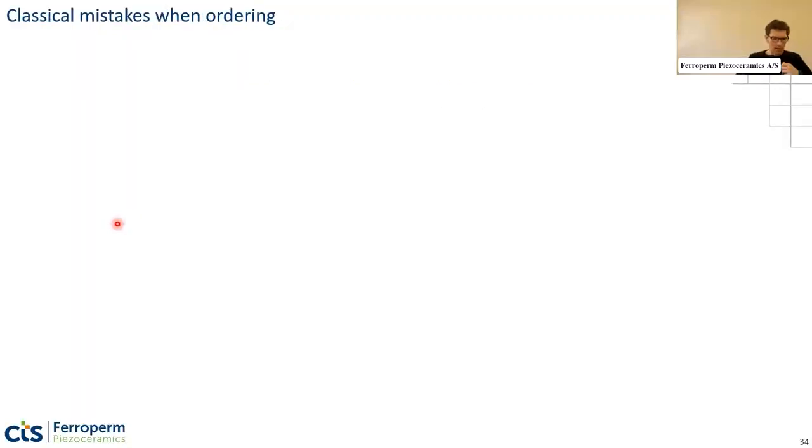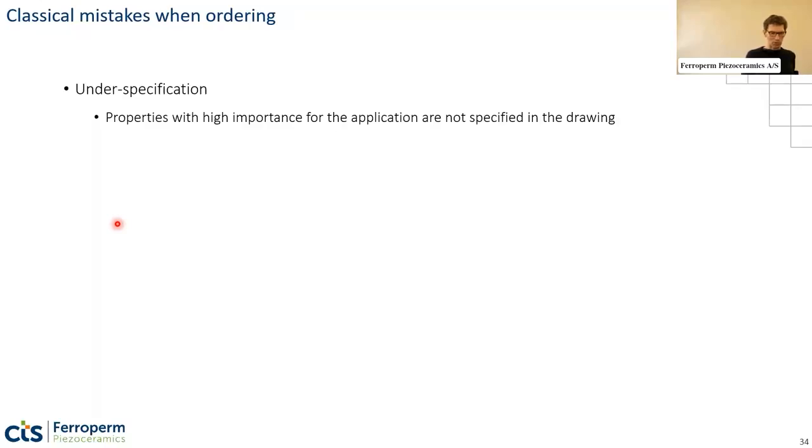Okay, I have a little time for showing some things that may go wrong when customers order piezoelectric ceramics. So one possible problem could be that something which is important is not specified. This is what I call under specification.